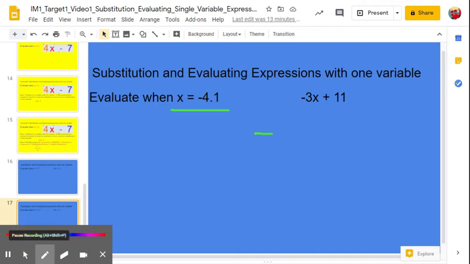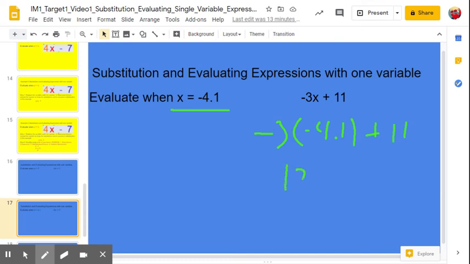So we're going to go negative 3, parentheses, negative 4.1 plus 11. So negative times negative is positive, and negative 3 times negative 4.1 is going to be positive 12.3 plus 11. So 12.3 plus 11, let's break it down and make it easy in our head here. 12.3 plus 10 would be 22.3, and then I need to add one more, so it's 23.3.